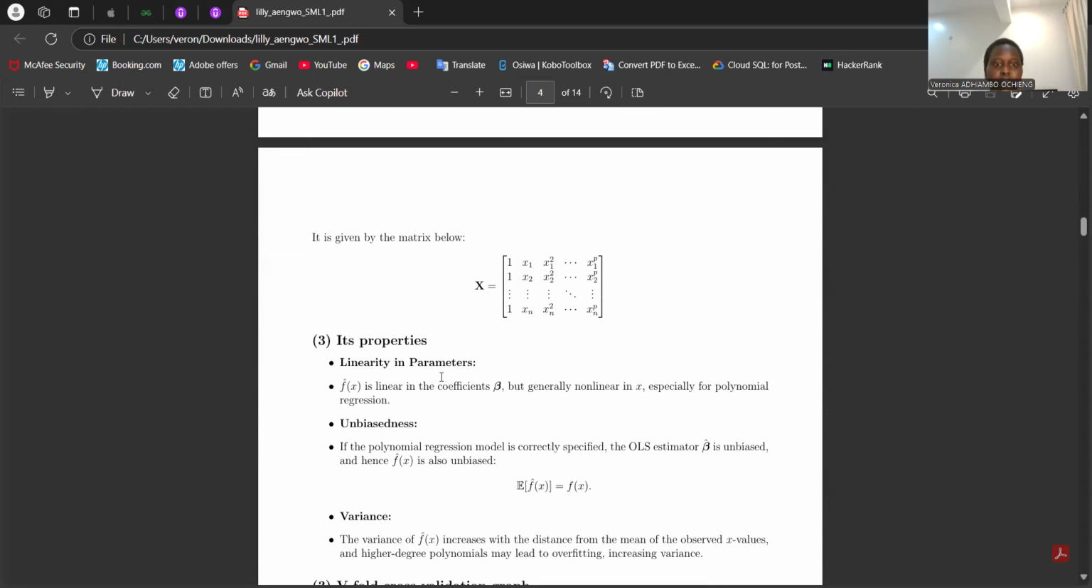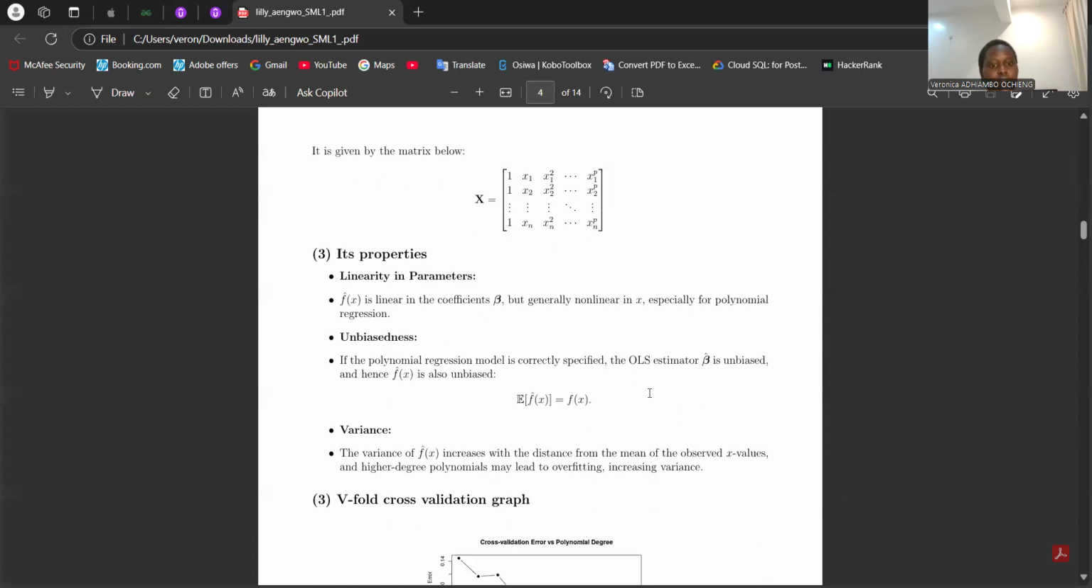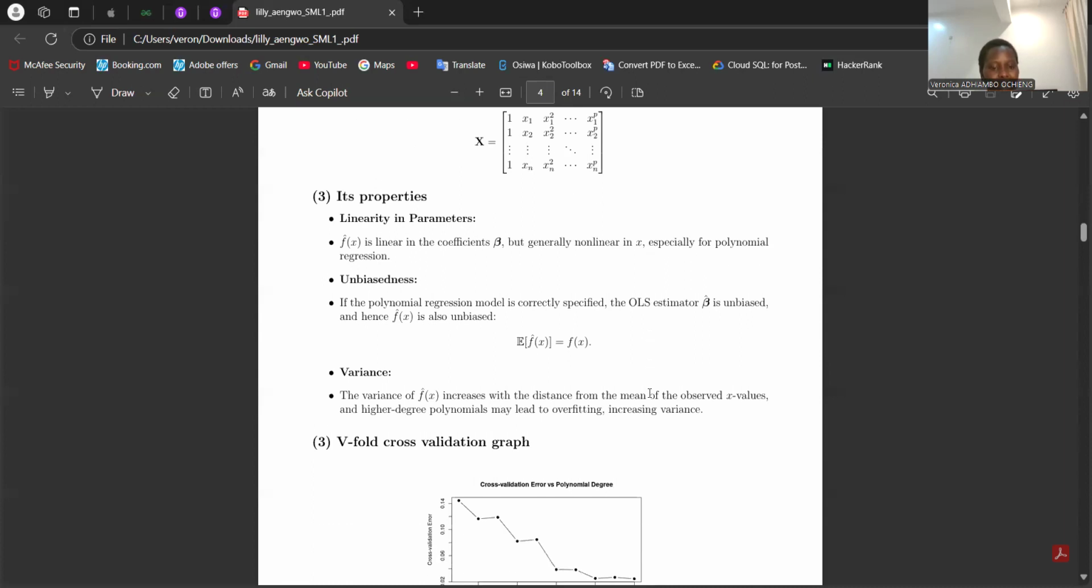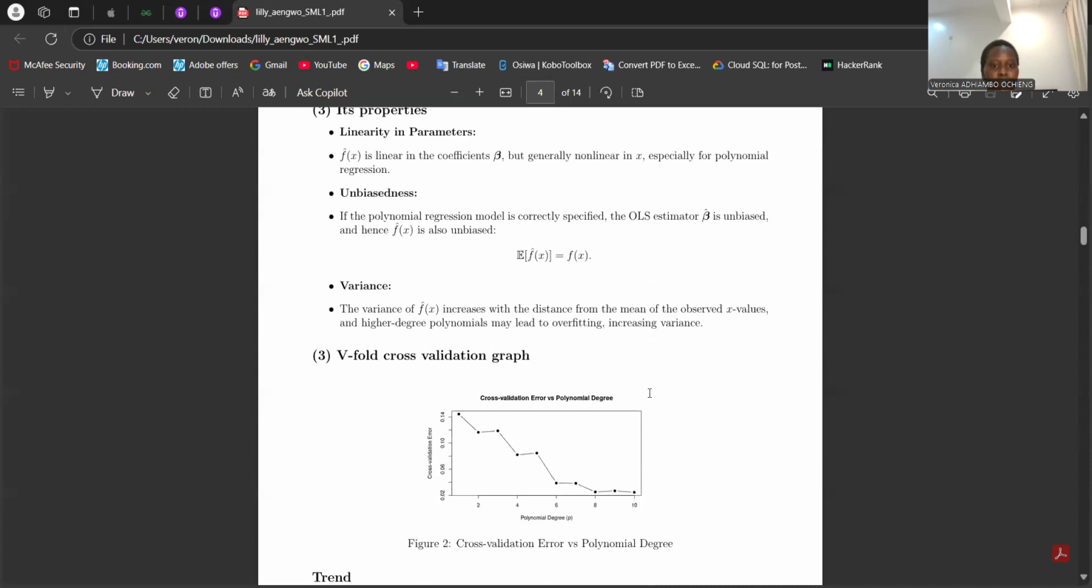The first was the linearity in parameters, which says that f hat is linear in the coefficient beta, but generally nonlinear in x, especially for polynomial regression. Then the second one is bias, and the third one is the variance.